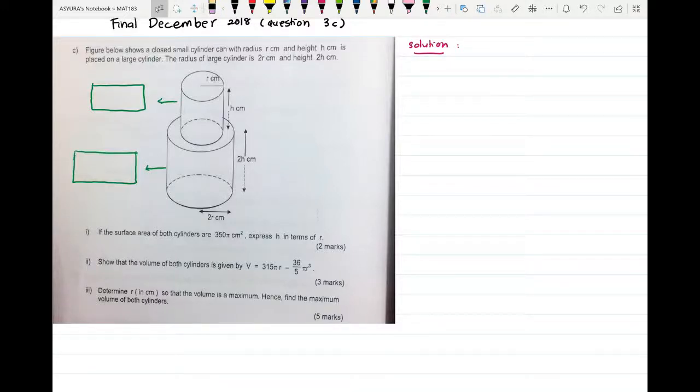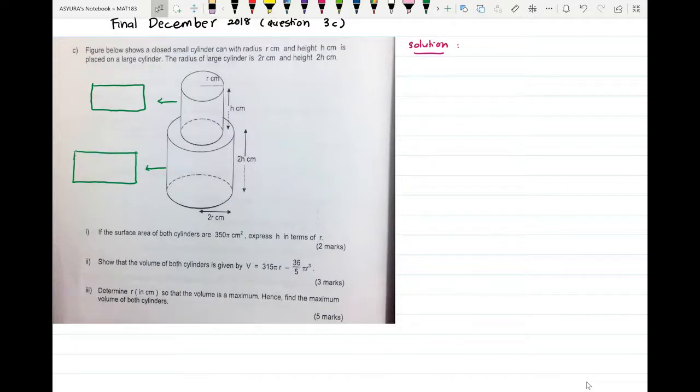Okay class, this is an example from final December 2018, question number 3C. The figure below shows a closed small cylindrical can with radius r and height h, placed on a large cylinder. The radius of the large cylinder is 2r and the height is 2h centimeter. If the surface area of both cylinders is 350 pi centimeter square, express h in terms of r.